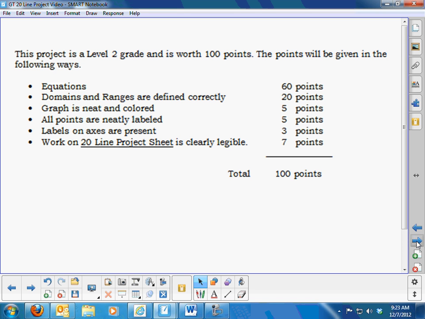The project is broken down in the following way. All the different equations for your 20 lines are worth 60 points. Having the domains and the ranges correctly for your 20 line segments, that's worth 20 points. The graph being colored and being done neatly is 5 points. All your points being labeled is 5 points. Your axes labeled and numbered is 3. And then the work on the project sheet is clear, neat, legible. That's 7 points. Again, I am not afraid to take off all 7 points there if it is not neat and clear. So there's nothing wrong with doing your work on a separate sheet of paper and then transferring it. That's what I would recommend.